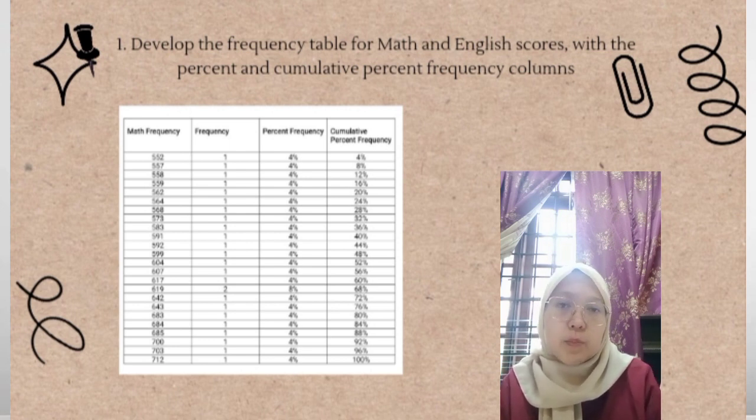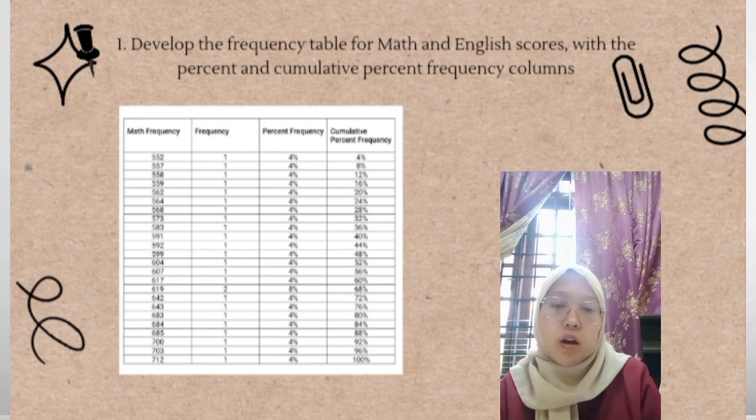This step is made continuously until it stops at the number 619, because there are two frequencies there. The way to calculate is the same: 2 divided by 25 and times 100. So the answer is 8%.